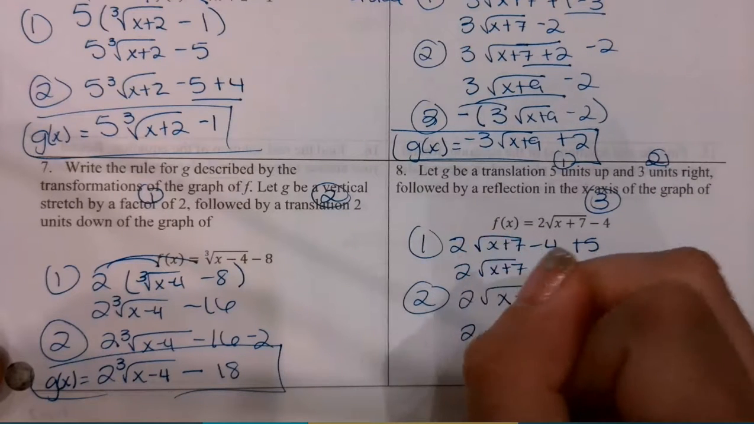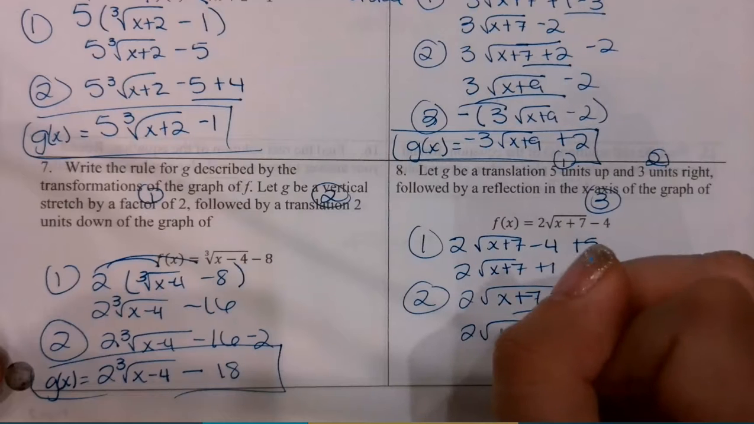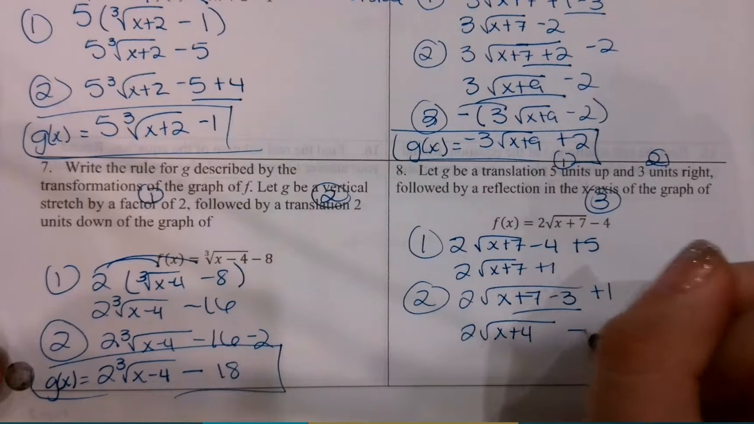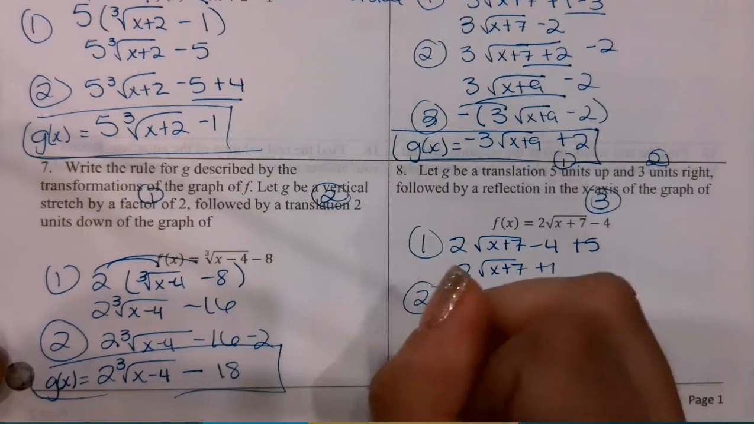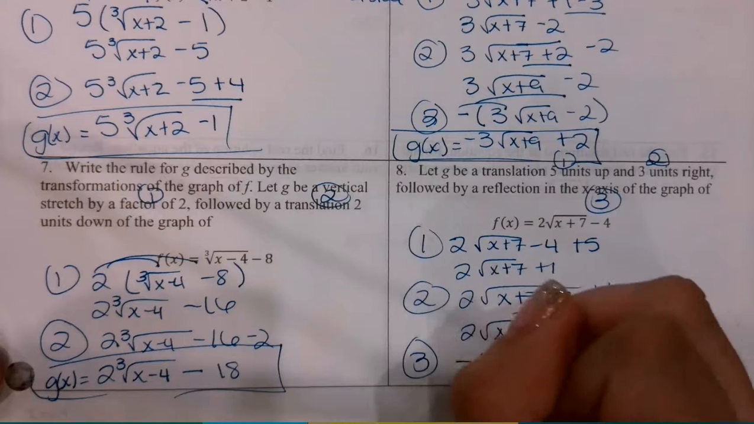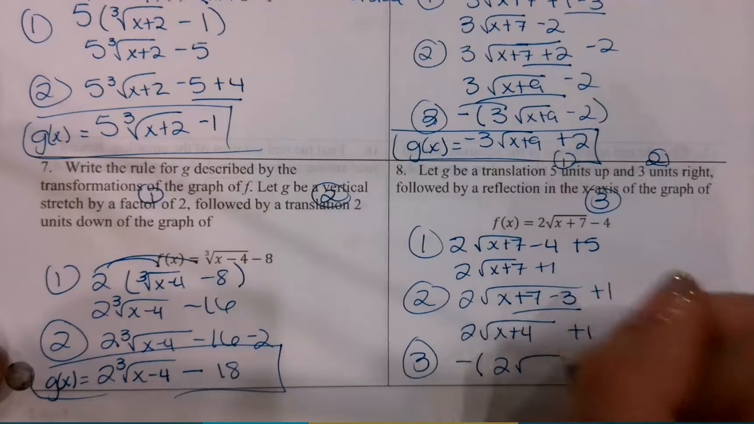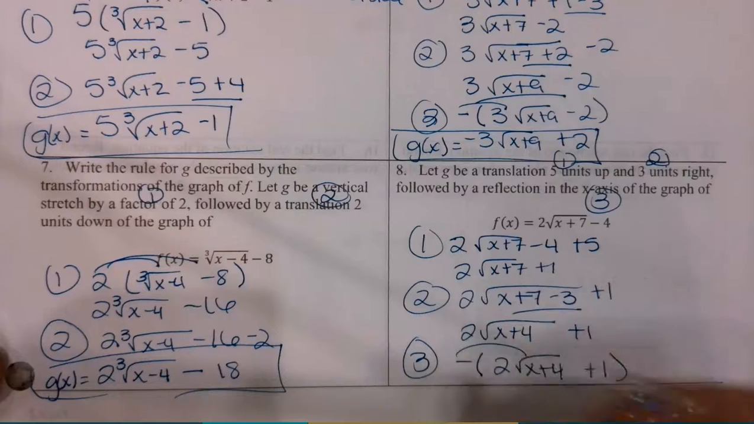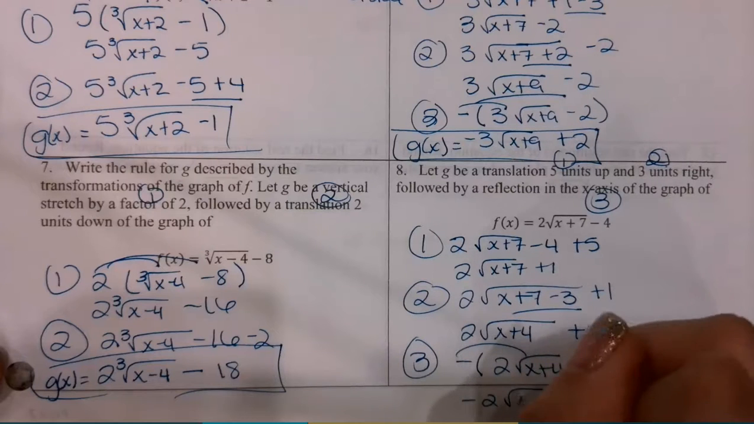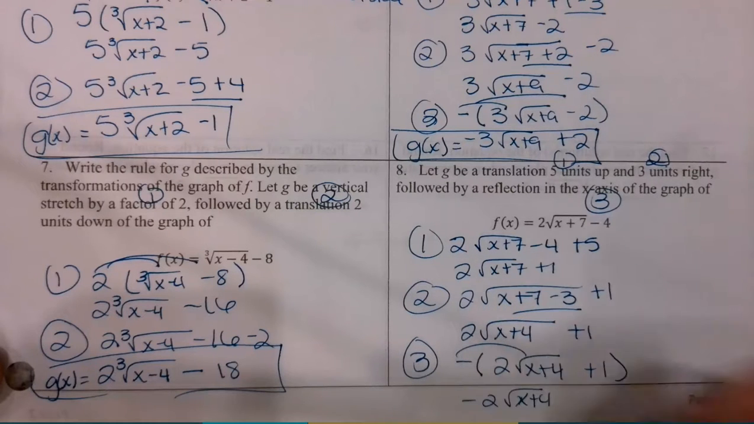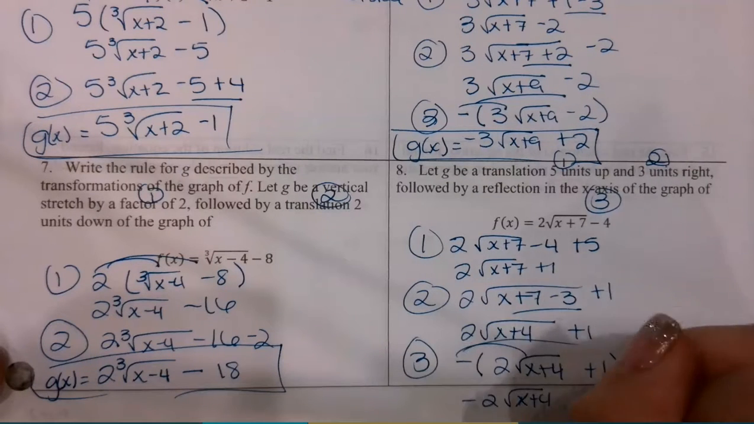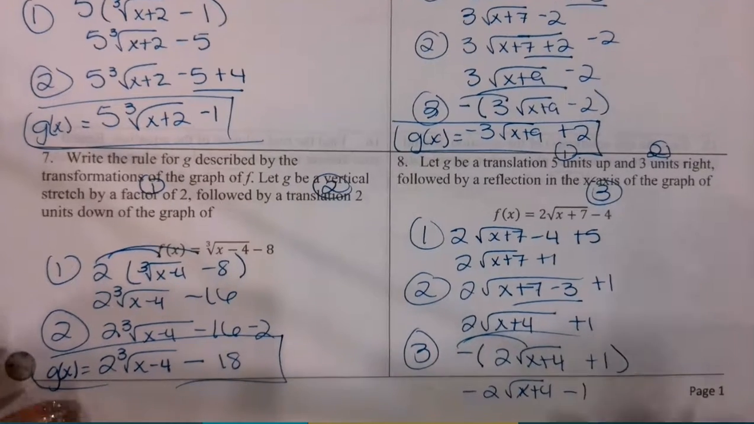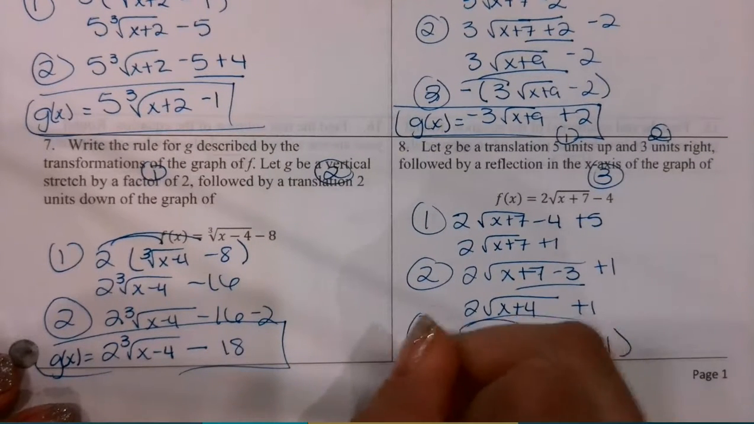Combine like terms inside, I have 2 square root of x plus 4, and then plus 1 outside the radical. My final step is to reflect in the x-axis, so I treat this like a vertical stretch or shrink. I distribute in. I have negative 2 square root of x plus 4, and then negative times a positive 1 turns it into a negative 1. And then I just want to give my function the name g of x.